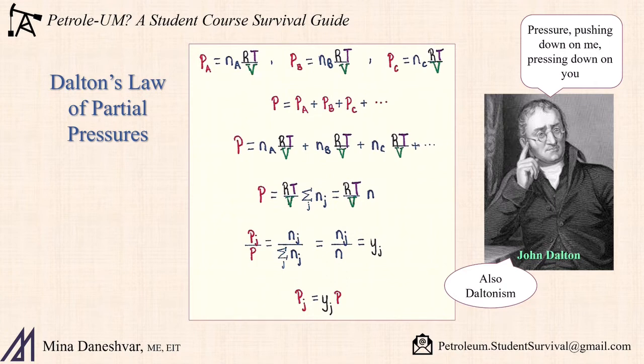We can prove this using the ideal gas equation for a multi-component system, with component A having Na moles, B, Nb, C, Nc, etc. So partial pressure of each is defined as Pa equals Na RT over V.